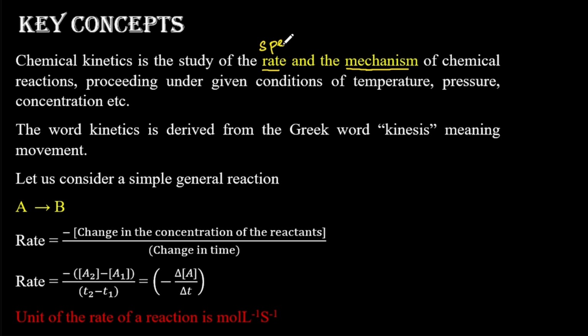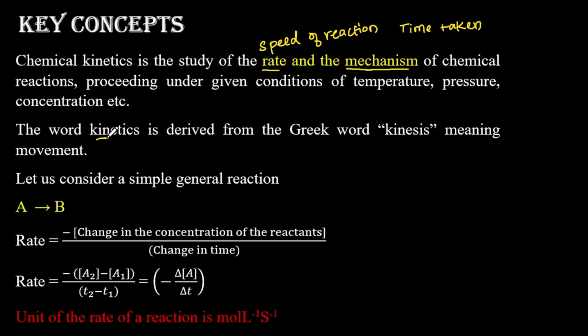What is rate? Speed of a reaction. So some reactions are very fast, some reactions are very slow. So how to differentiate between them? You have to see the speed of the reaction, that is the rate of the reaction, and you have to find the time taken for the reaction to be completed.